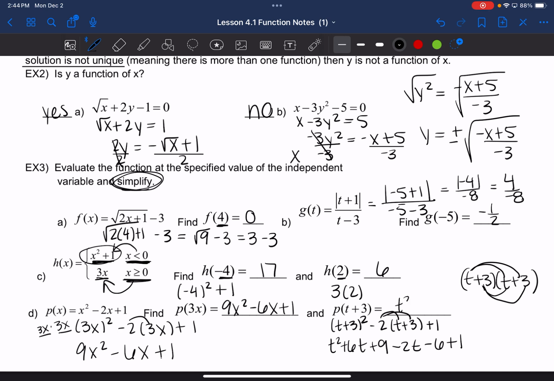t squared plus 4t plus 8. Plus what? 8. So we got 9, negative 6, and 1. Plus 4. Yeah.